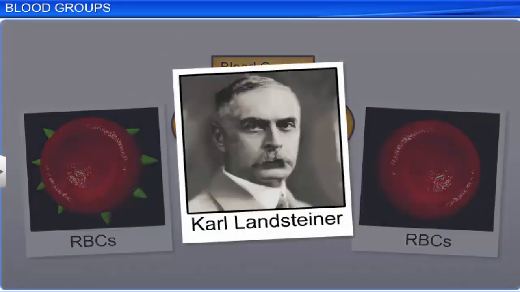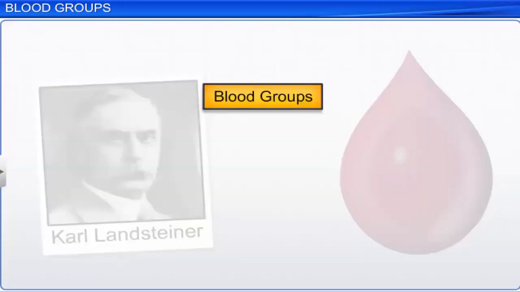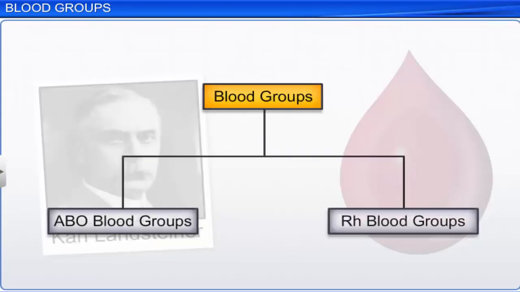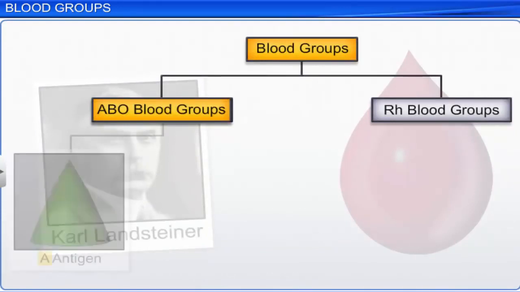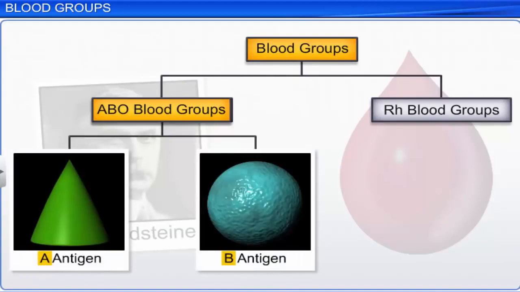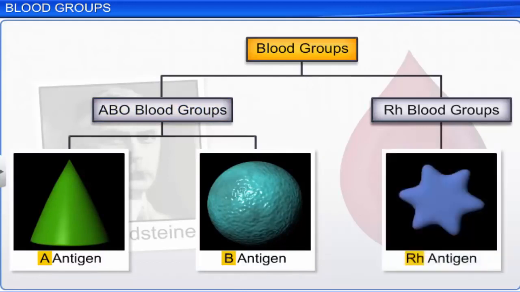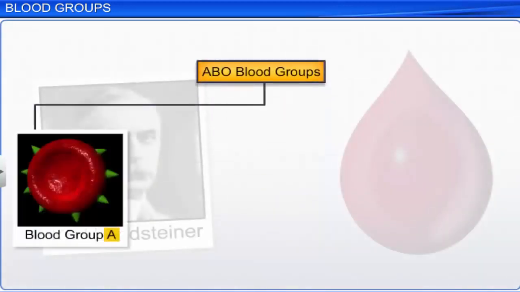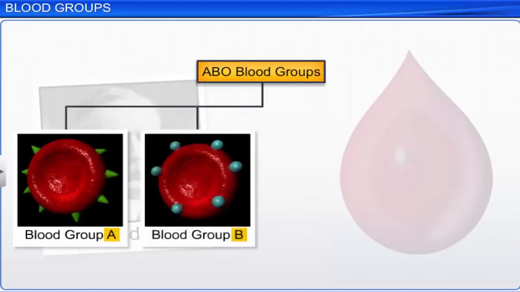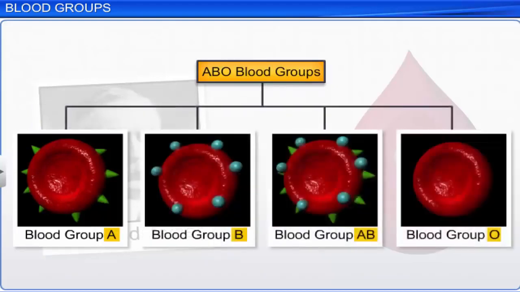Carl Landsteiner categorized blood groups into the ABO and Rh blood groups. The ABO blood groups are differentiated based on the presence or absence of antigens A and B on the RBCs, while the Rh blood groups are differentiated based on the presence or absence of the Rh antigen on the RBCs. The different ABO blood groups are referred to as blood group A, B, AB, and O.